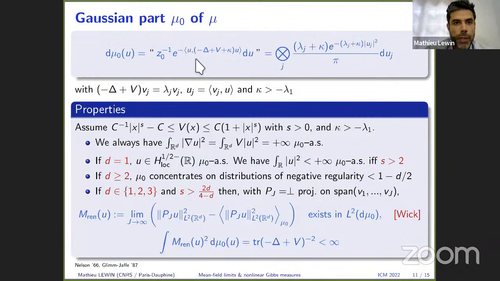So the measure we want to define is e to the minus the quadratic form, which has minus Laplace plus V plus kappa. This is the parameter we introduced, du. And the definition is kind of easy.